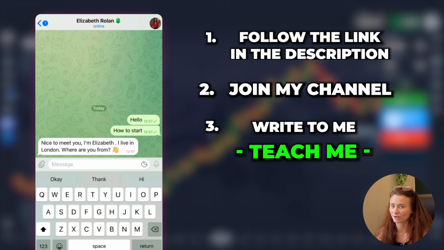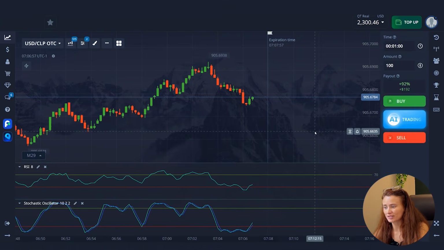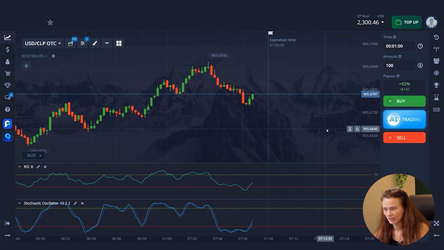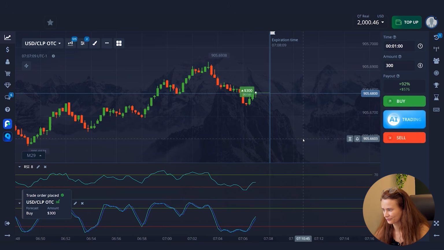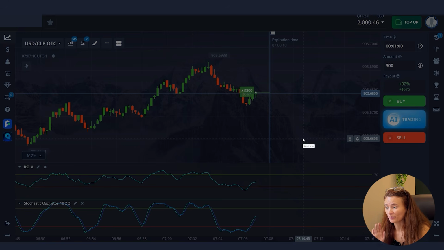I answer everyone. Found the first suitable situation, so let's break it down and open a trade. The trading time will be 1 minute. I'll start with $300 and my forecast is the price will increase. So I'll press the green button to open a trade. So super, the trade is open.